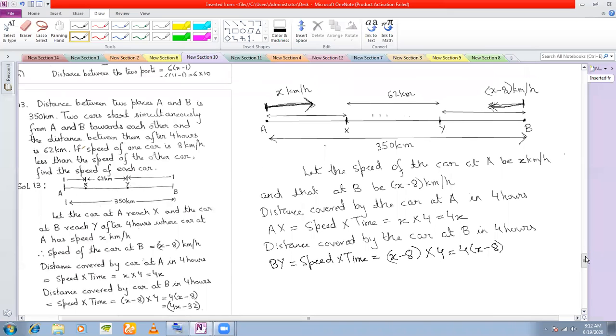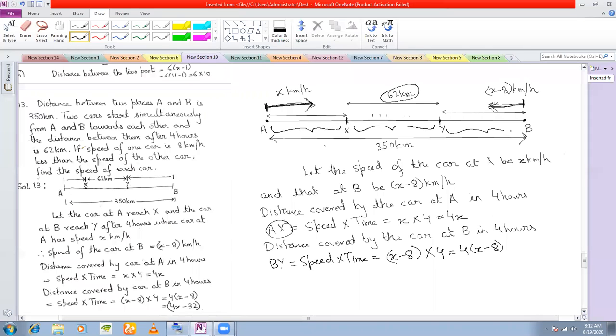Now comes the main observation which will give us our equation. You see that this distance AX, we have calculated here, and this distance XY is given to be 62 kilometers. Okay, this is given to be 62 kilometers.